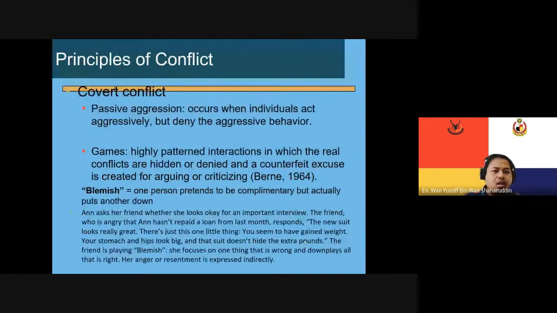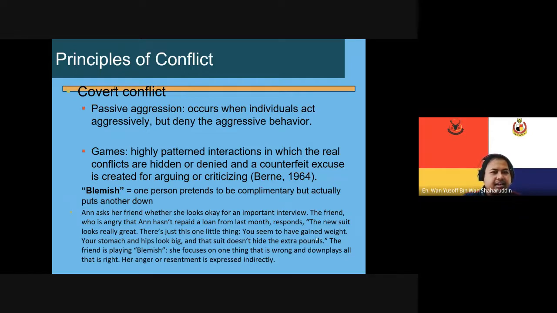Okay. So in covert conflict, there are a few components that we can see. Number one, passive aggression. Passive aggression happens when individuals act aggressively but deny the aggressive behavior. For example, let's take Abu. If Abu didn't call his father every week, his father suddenly forgets to send him money. Maybe if you do not call your mom every week, for example, your mom will not tend to transfer some money for you to use. So that is passive aggression.